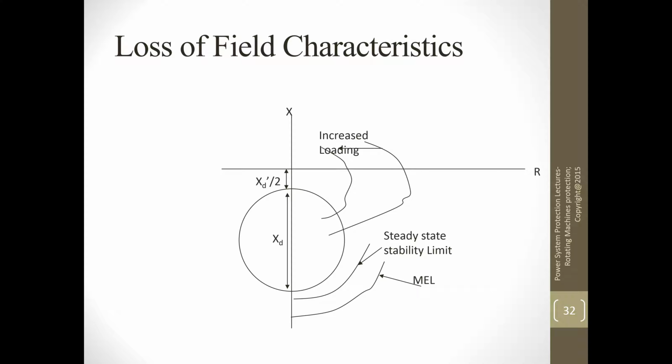Loss of field results in very high reactive consumption. Essentially, the relay looks at it in the negative region, in the RX region, which we covered in distance relays, and then increased loading. The reactive power under normal conditions, if it is here, tries to come into these characteristics of the distance relay, and you have the steady state limit here, and the underexcitation limit is also here.